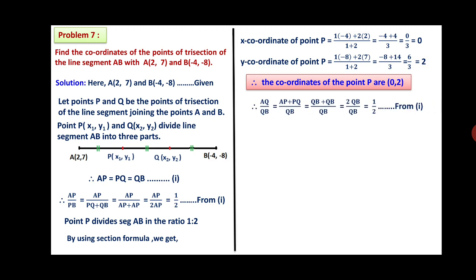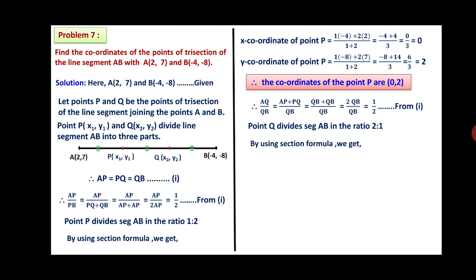Friends, now AQ upon QB is equal to (AP plus PQ) upon QB, since AQ is nothing but AP plus PQ. Now substitute the value of AP and PQ as QB. QB plus QB upon QB, which will be twice of QB upon QB. QB gets cancelled and you are getting 2 from the equation 1. So point Q divides the same AB in the ratio 2:1.